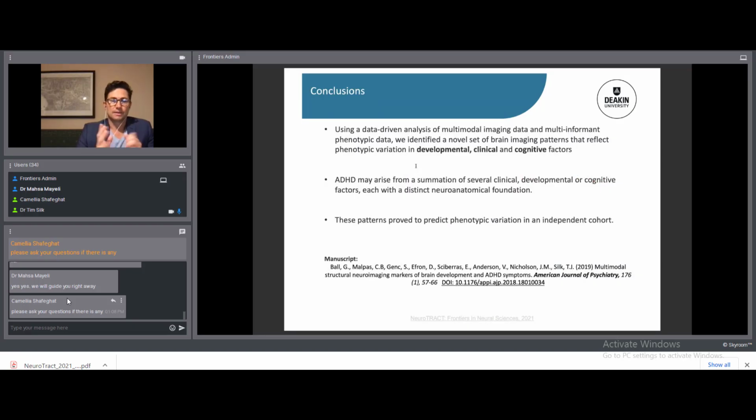So yeah, if you're interested in finding out a little bit more about that particular project, that was published last year, not 2019 now, in the American Journal of Psychiatry. I've got the reference there. You can have a look. But basically we used data-driven multimodal imaging here with lots of phenotypic data, and we were able to dissociate these novel sets of imaging patterns, which were predictive of phenotypes within an independent cohort.